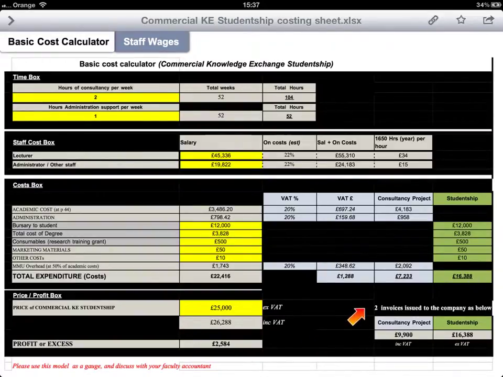So eventually there's 2 invoices issued to the company. The consultancy project, which includes the VAT, and the studentship project, which does not include VAT. And as a whole, they make up the total project. Please feel free to have a go playing around with the yellow aspects in this example and see what you can come up with. I think we're probably going to settle on £25,000. It's to be seen how this develops as the model matures.